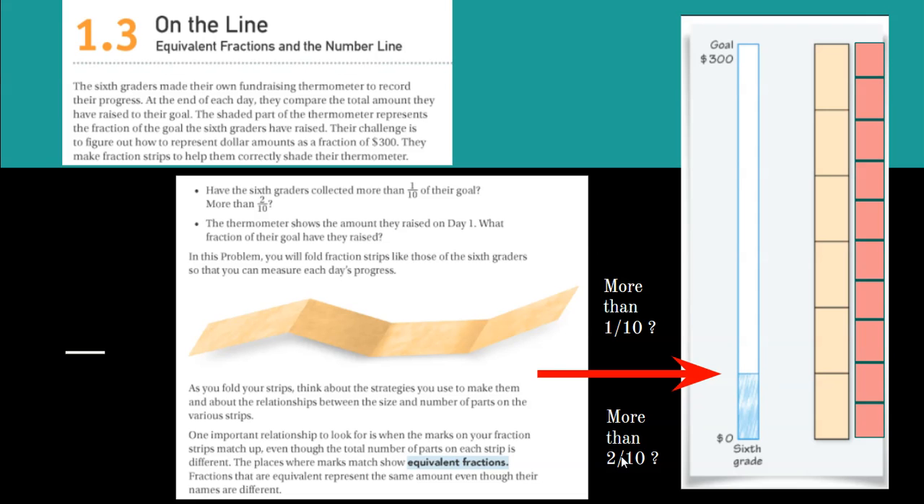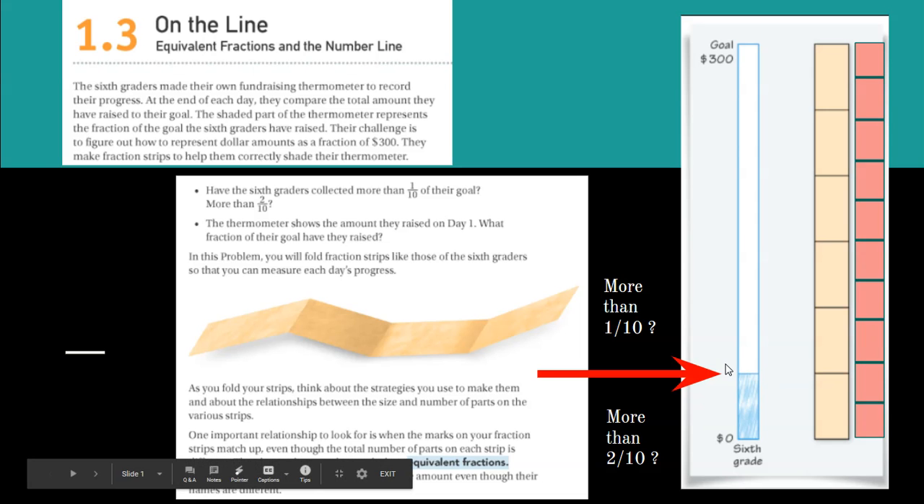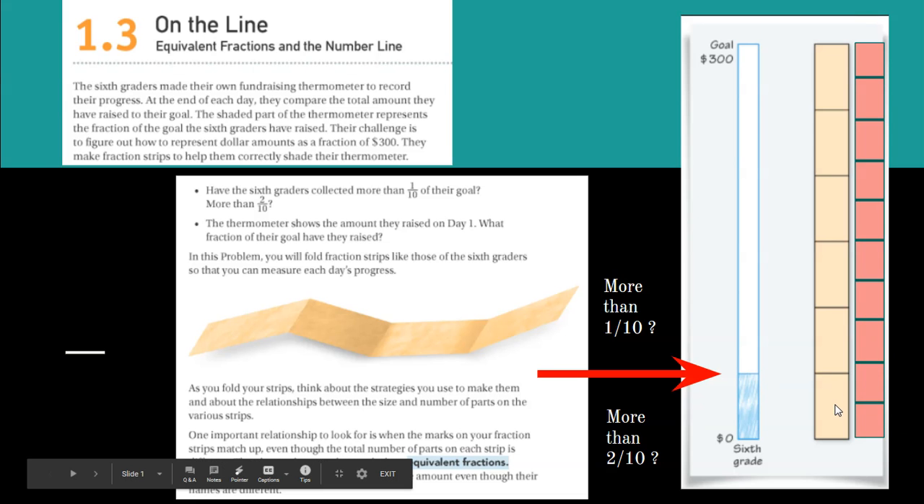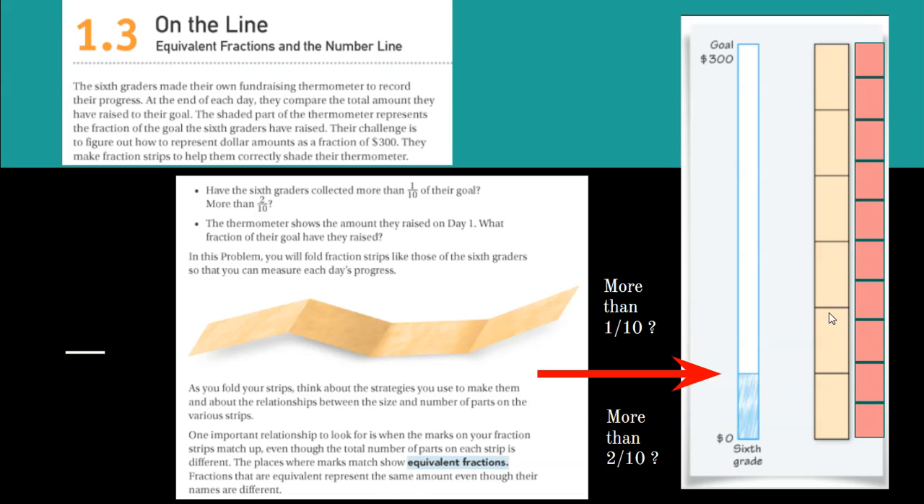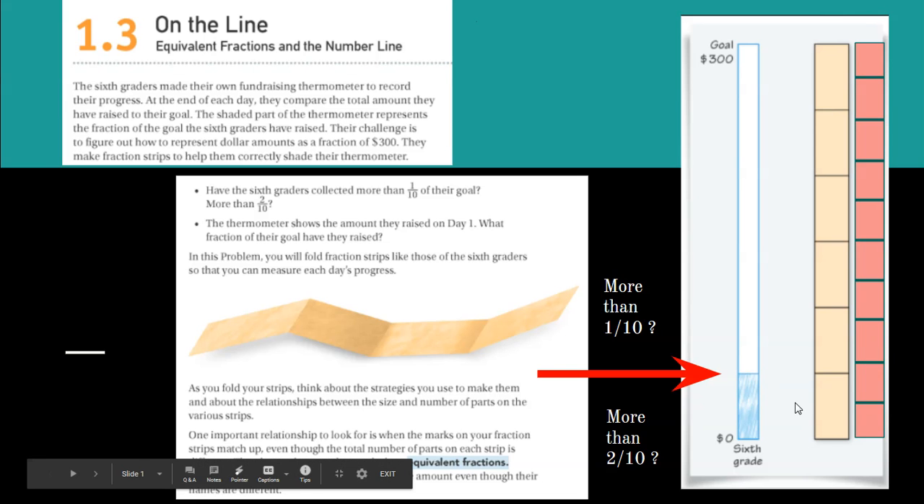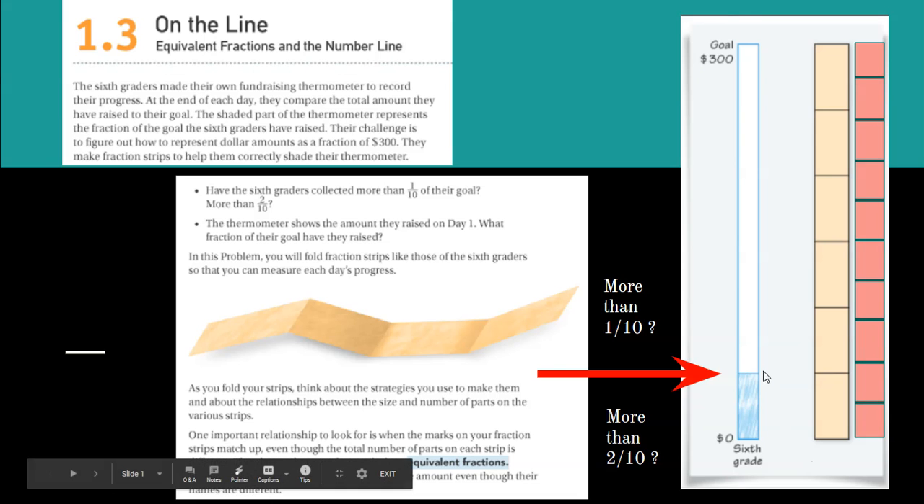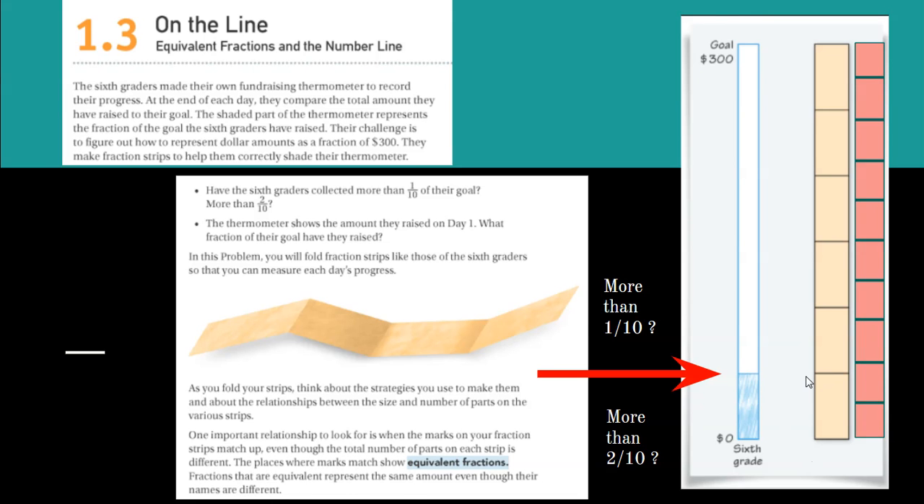strip pages. So we have a question here, and the question is, have the sixth graders collected more than 1/10 of their goal? How about more than 2/10 of their goal? So what I've done here is I've created a 1/10 fraction strip, and you can see how they've already provided us with a 1/6 fraction strip. And when we look at that, we can see that out of their $300 goal, when we look at this next to the 1/6 strip, we can see that they have definitely already raised 1/6 of their goal.